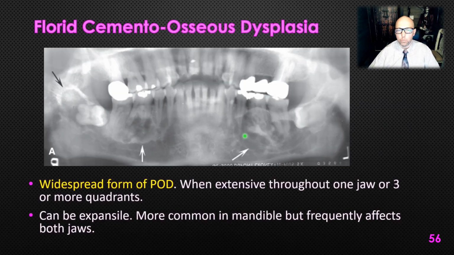And what do we call it when it's more than one sextant? So we said periapical for the mandibular anterior, focal if it's just one point outside of the anterior mandible, but multiple sextants, you're going to call it florid or widespread form of periapical osseous dysplasia. It can be pretty extensive. It seems like these florid ones are more likely to expand compared to the other types. Frequently it affects both jaws, but it's more common in the mandible.